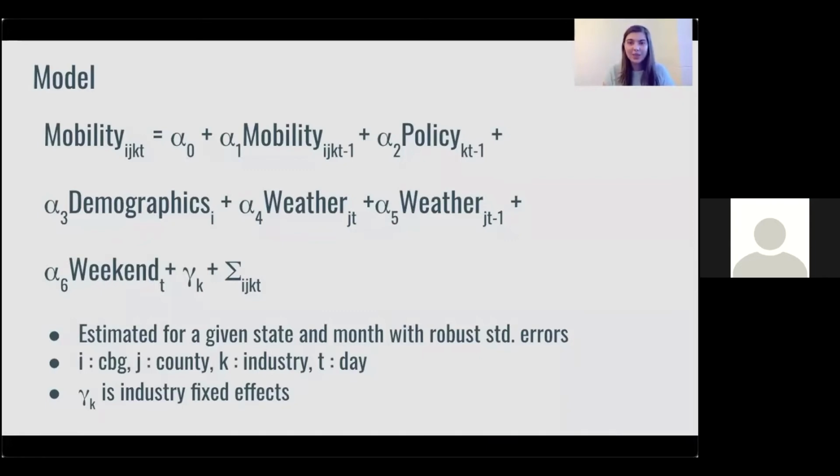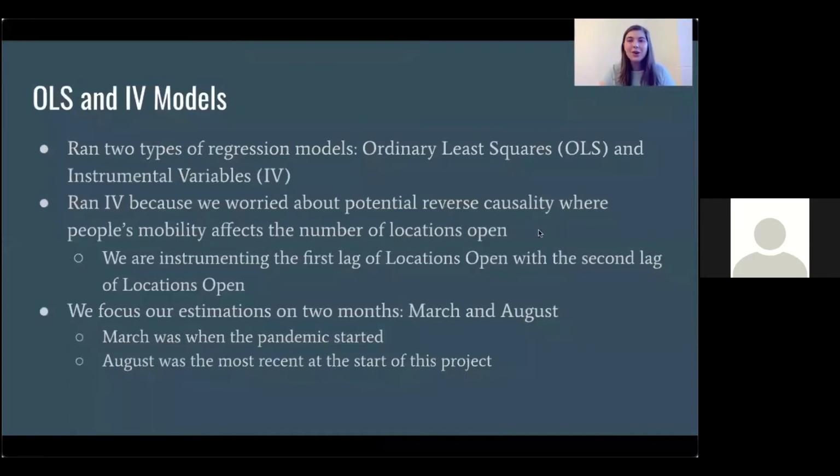Alpha 4 is weather. So we're looking at how temperature affects mobility. Alpha 5 is the lag of weather. So we're looking at how temperature in the period before affects mobility now. Alpha 6 is our weekend variable. So we're looking at how whether a given day is a weekday or weekend affects people's mobility. Gamma is our industry fixed effects, so it controls for differences between the industries. And sigma is our error term. We ran 2 types of regression models.